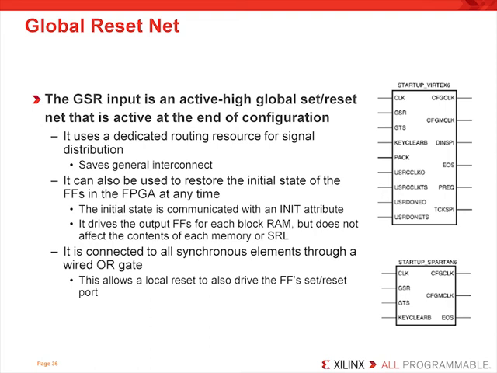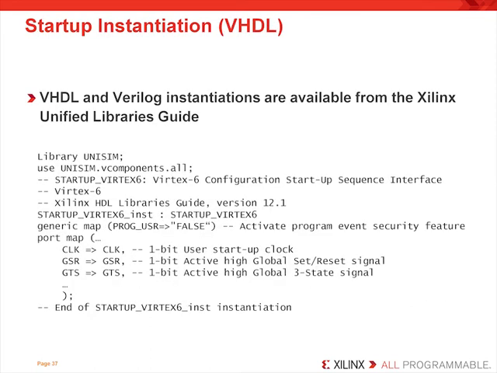Now, as you can see from the startup block primitives shown here on the slide, the GSR is an input to the component, and as I mentioned, it is an active high input. To get the startup block, just instantiate the component as you see it here. Now, the instantiation shown here is limited by space, but for sample instantiations, refer to the Xilinx Unified Libraries Guide or use the Language Templates utility from the ISE software.